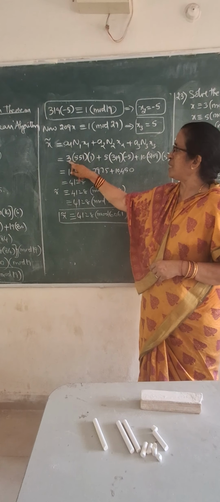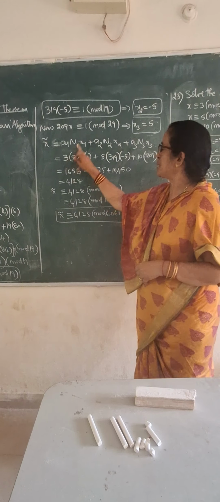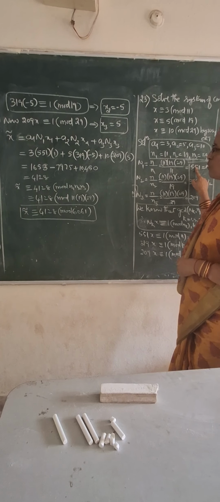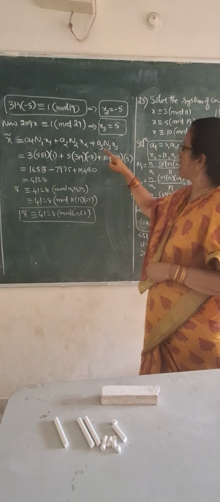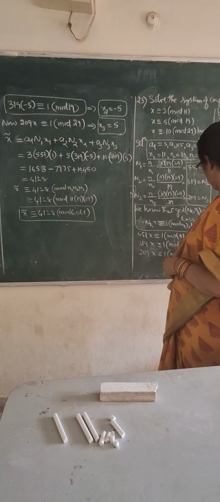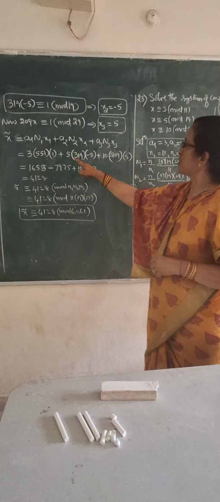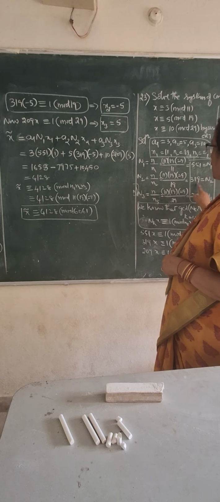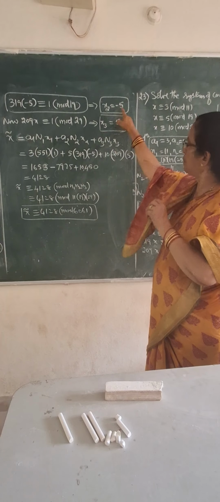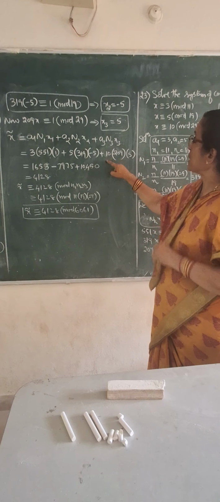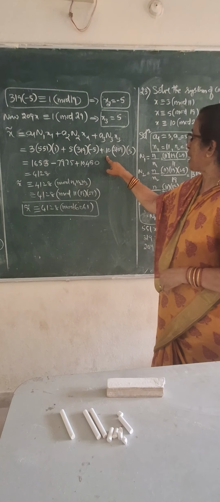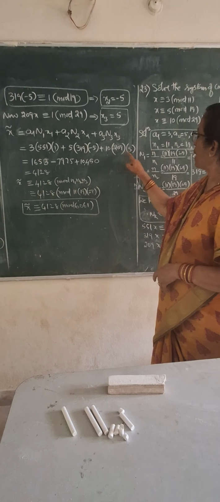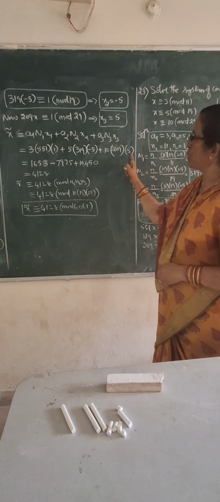That is, what is a1? 3. What is N1? Here we got N1 equal to 551. What is x1? Here we have written x1 equal to 1. And then what is a2? a2 is equal to 5. What is N2? That is 319. What is x2? Minus 5. Plus a3. What is a3? 10. What is N3? N3 is nothing but 209. What is x3? x3 equal to 5.